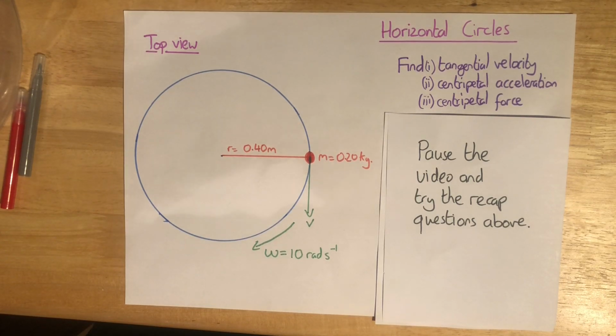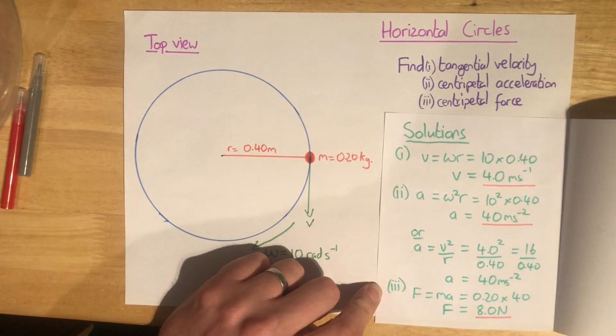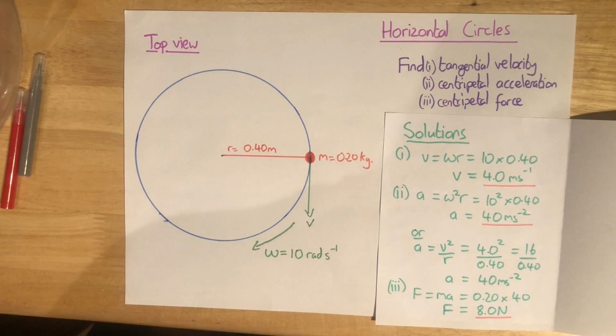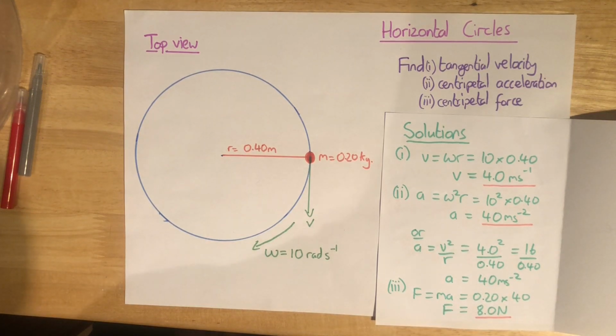If you've done it already, no expense spared this week. We've gone really technical with folding paper. You should have these solutions. Again, if you want to go through the solutions in full, just pause the clip and have a quick look and check your values. But hopefully you've got a linear speed of 4 meters per second, and a centripetal acceleration of 40 meters per second squared.